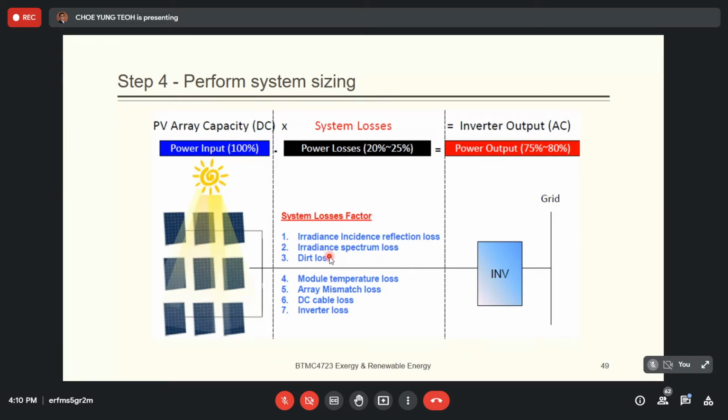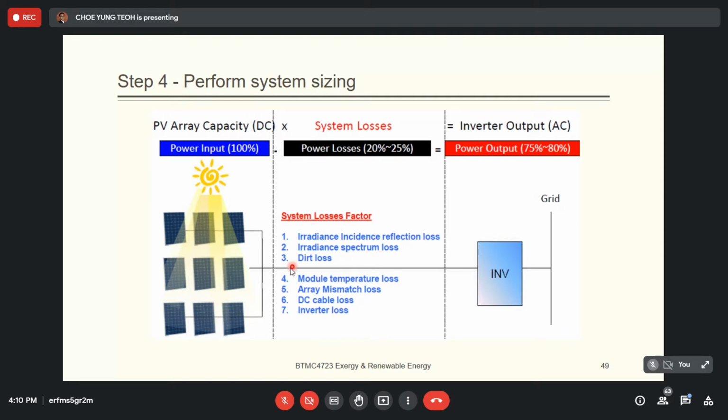There is spectrum, yes, you still have the energy, but not enough to release the electron from the semiconductor. So partly under the irradiant spectrum loss. Maybe in terms of 1,000 watt per square meter, maybe there is some portion, maybe 50 watt per square meter, that is actually higher wavelength, which is not able to be used.